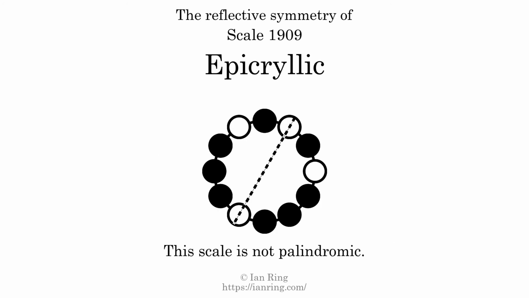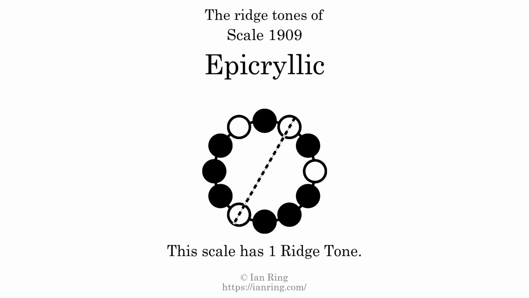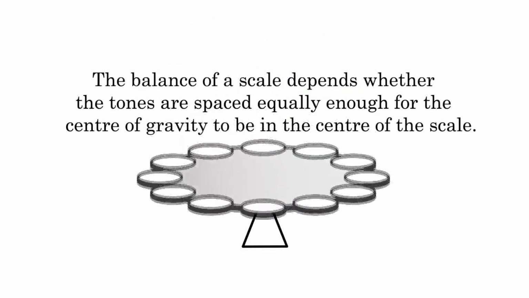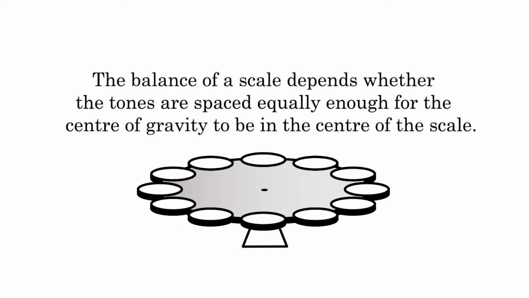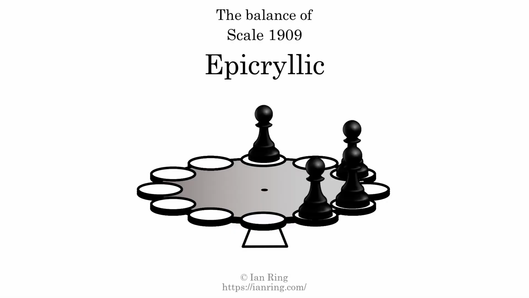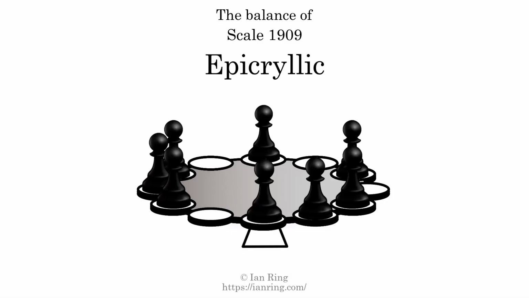This scale has reflective symmetry across an axis positioned 1 semitone from the root. This scale has a different pattern of intervals ascending and descending, so it is not palindromic. This scale has one ridge tone. Here, the balance of a scale depends whether the tones are spaced equally enough for the center of gravity to be in the center of the scale. This scale is not balanced.